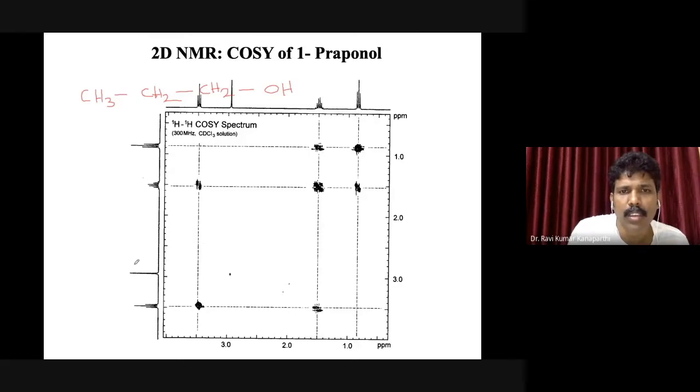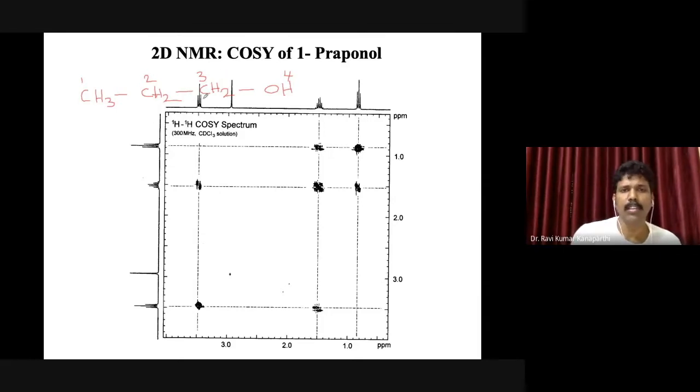This is 1, the one peak. Sorry, let me label also. This is 1. This is 2. This is 3 and 4. Since the chemical formula is known, we can easily interpret.